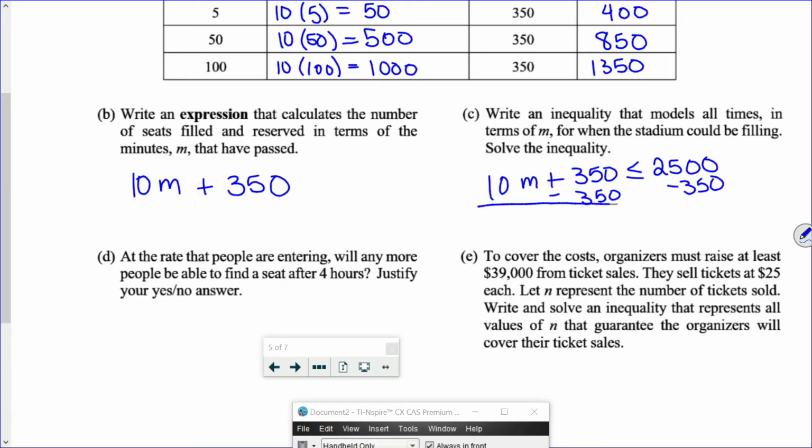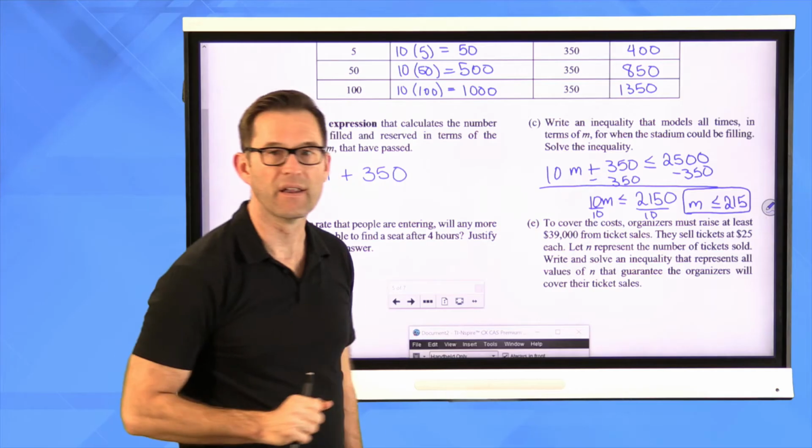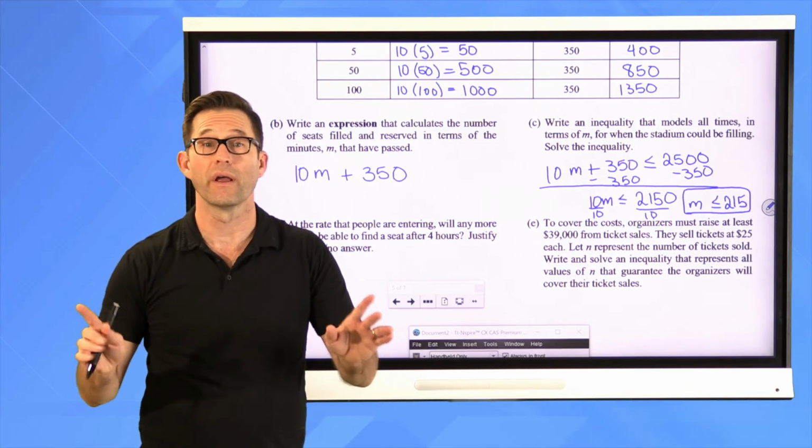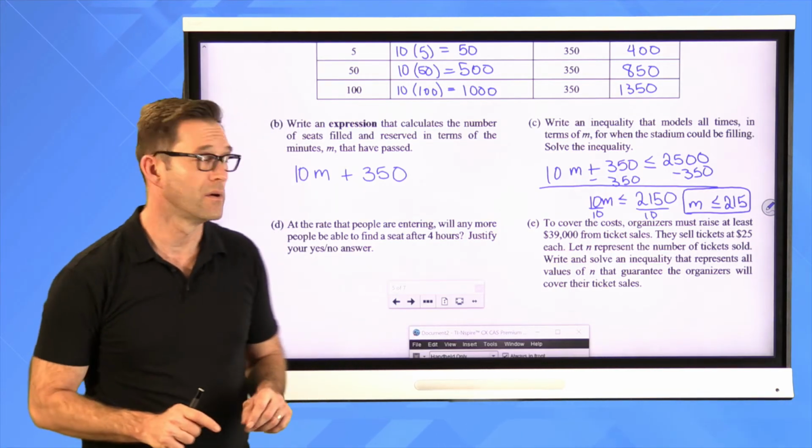My apologies. Then I'll get 10m ≤ 2,150. I'll divide both sides by 10. I don't need to do anything with switching the inequality symbol. And I'll get m ≤ 215. Ooh, just barely got it in there. m is less than or equal to, sorry, 215. Okay.